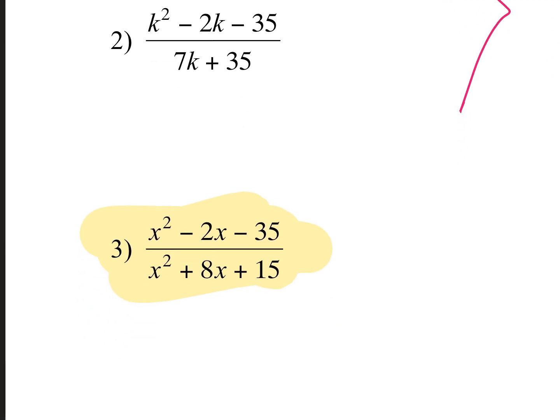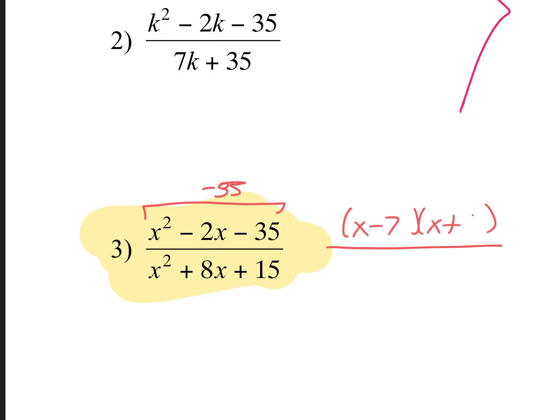Again, if it says to simplify, simplify means factor and see what they have in common. So let's multiply A times C. Negative 35. Again, what are the factors of negative 35 that multiply to give you negative 35 but add to give you negative 2? It's again negative 7 and positive 5. Good. And then on the bottom, 1 times 15. What are the factors of 15 that multiply to give you 15 but add to give you 8? X plus 5 and x plus 3.